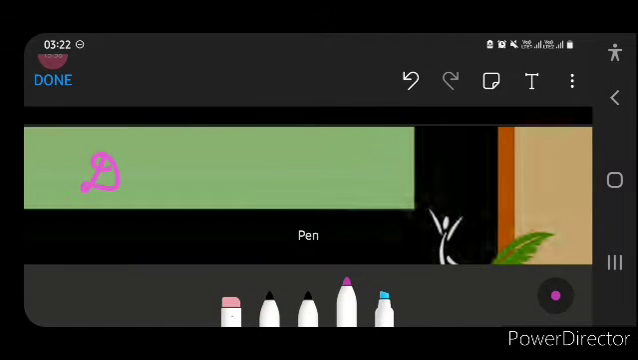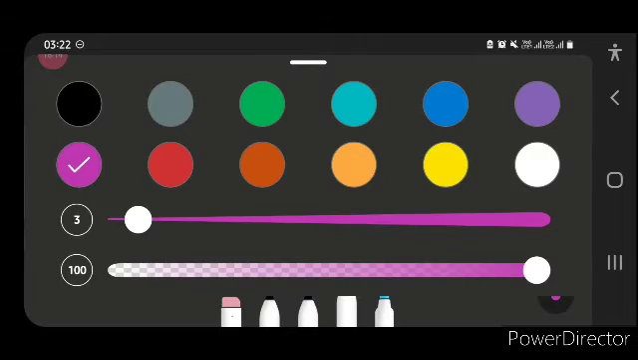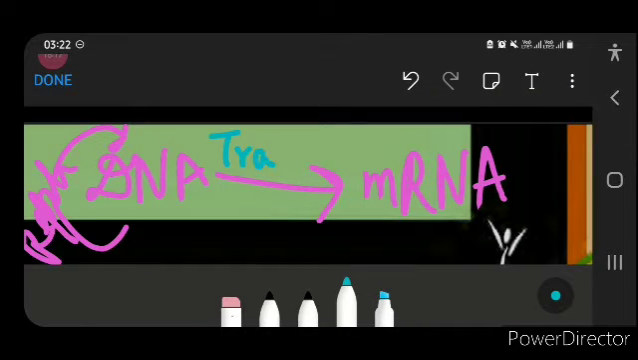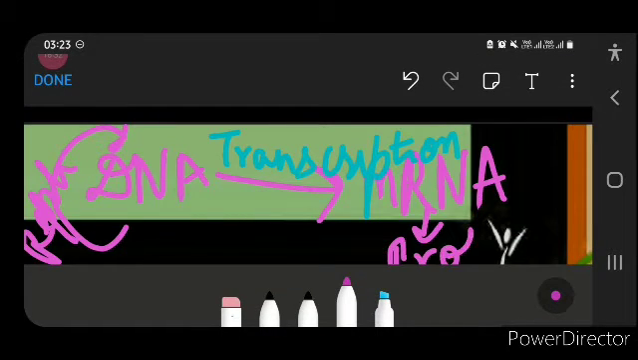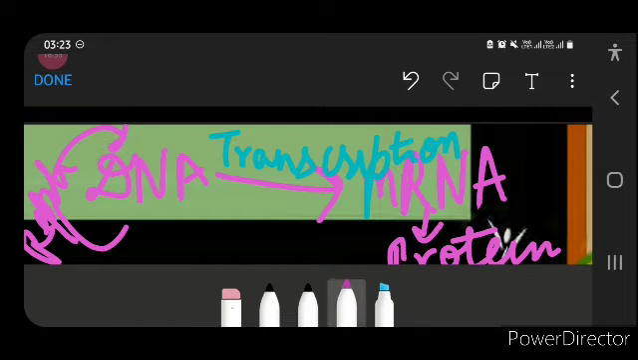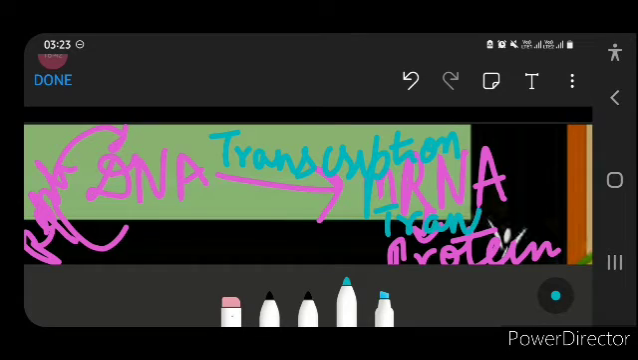Like I am making DNA from DNA, so this is replication. Okay, and when I would make mRNA, then this is called transcription, and when I would be making protein from this structure, then this is called translation. Okay.